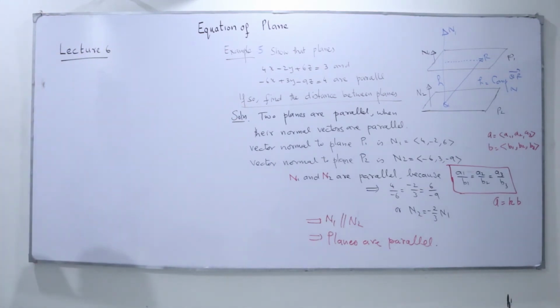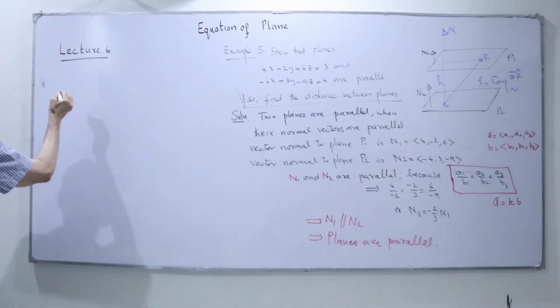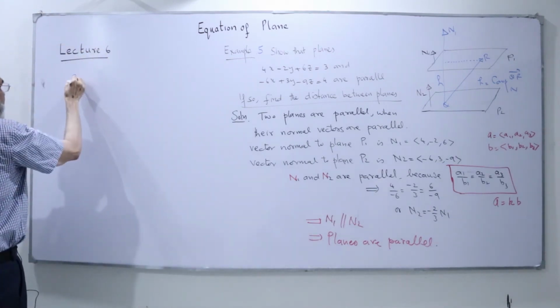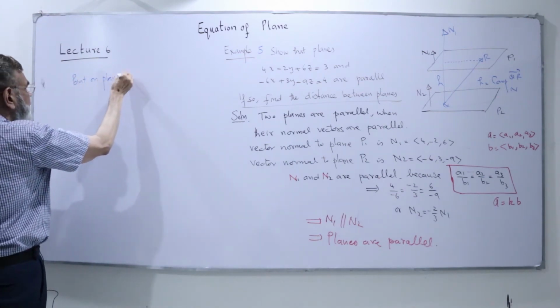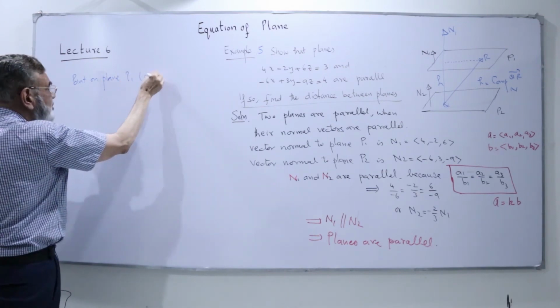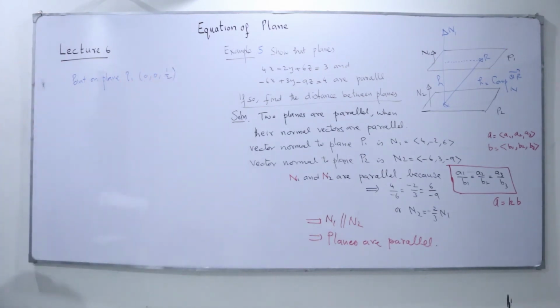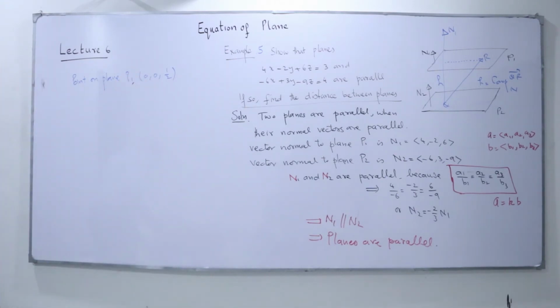So I need the points on a plane. As I explained before, I take a point on plane P1. We take x equal to 0, y equal to 0. What's my z? z is equal to 1/2. So this is point R on P1. This point is point R on plane P1.